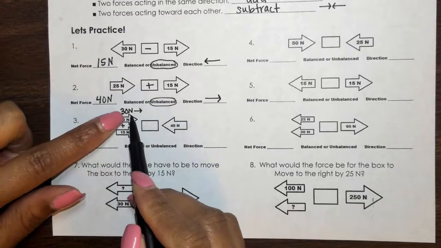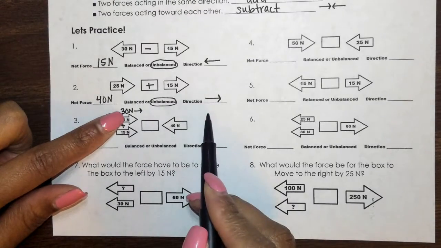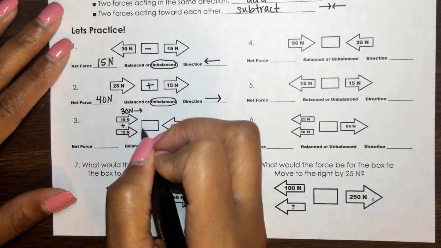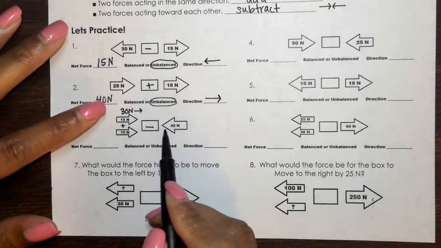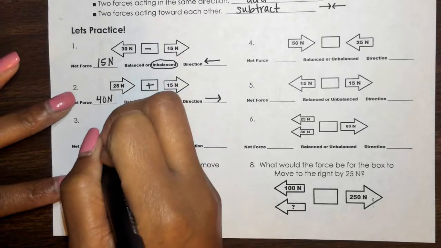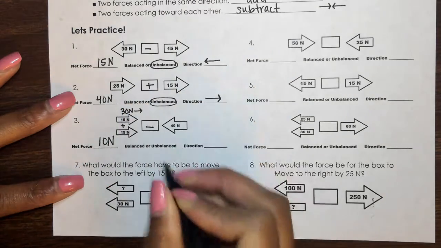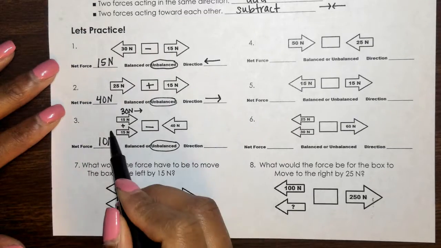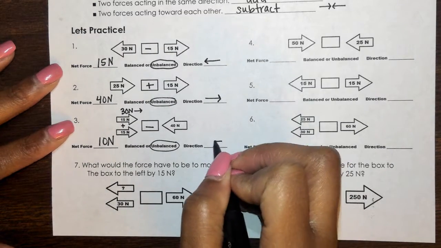And so now I have 30 newtons pushing to the right, and I have 40 newtons to the left. Well, these are opposite, so I have to subtract. And 40 minus 30 is 10 newtons. This is not 0, so this is unbalanced. And 40 is greater than 30, so it's going to go in this direction.